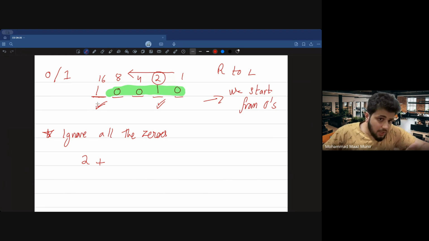We have a 1 up here, right? What's the value of this one? It's 16. How did I get this 16? I got it from the position formula. What's the position of this point?